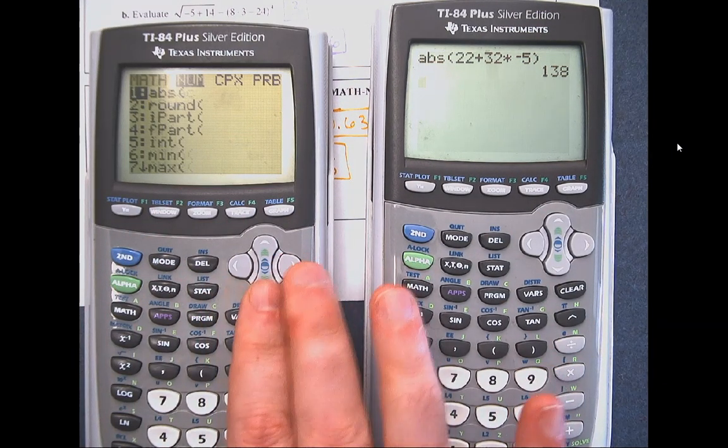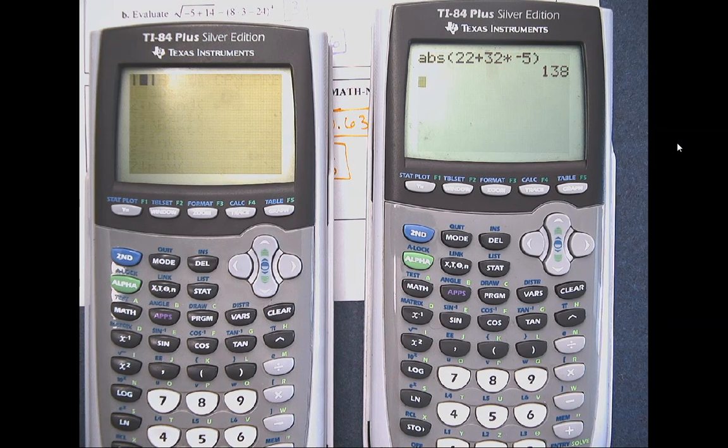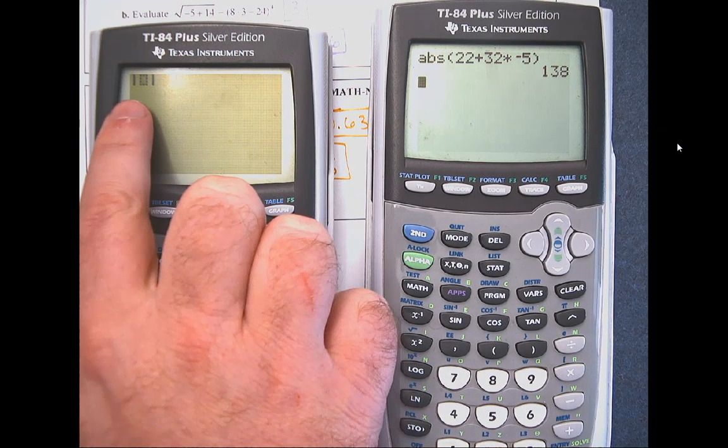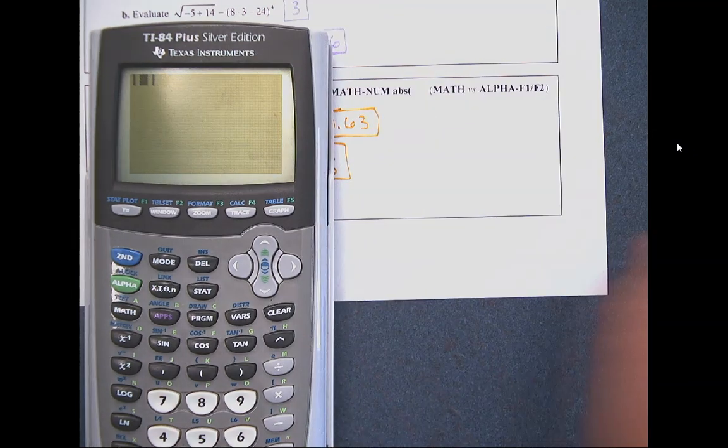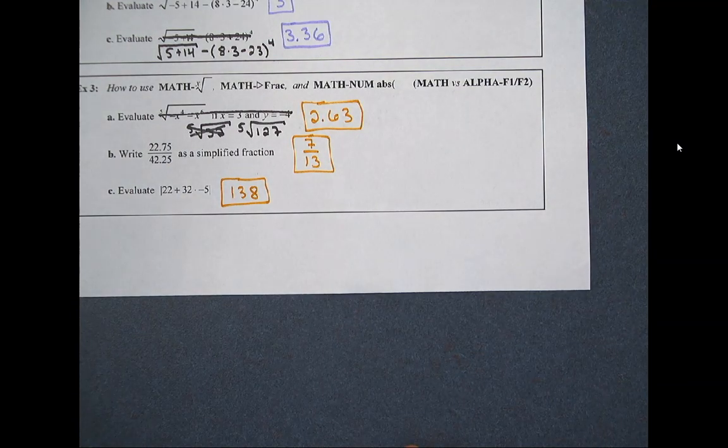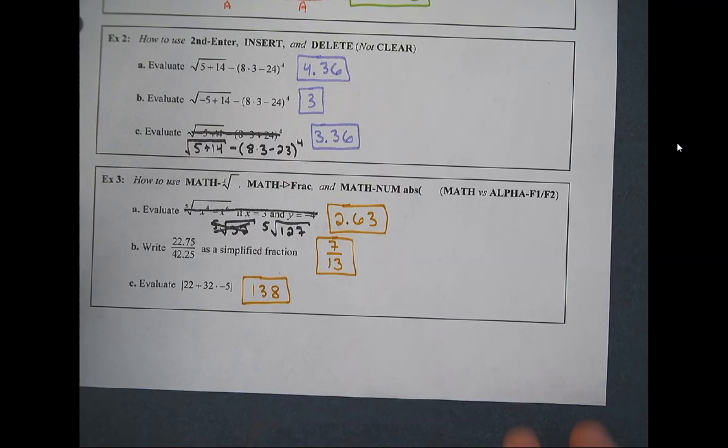Math, go over to number. That's what num stands for. If you have fancy calc, it'll put the bars for you. If you don't, it just says ABS. All right, hopefully that made sense on some calculator stuff.